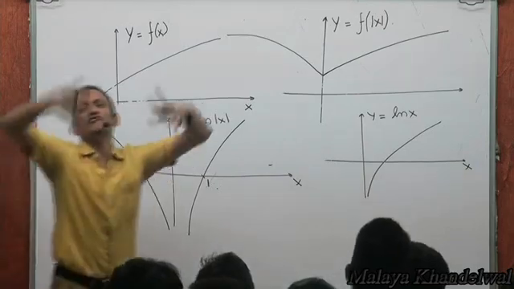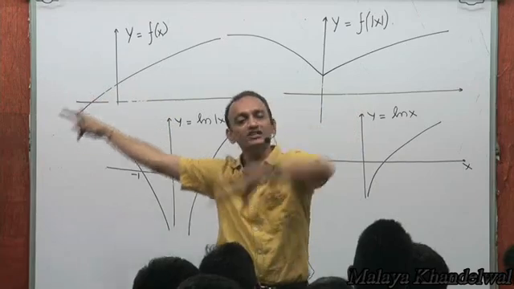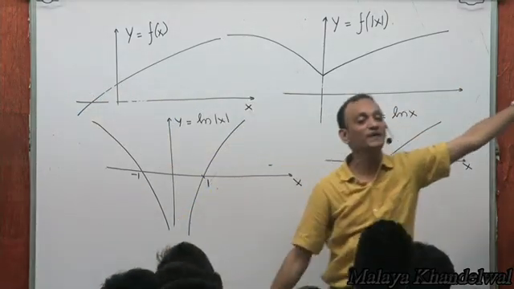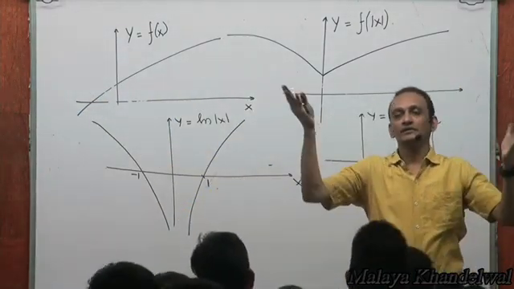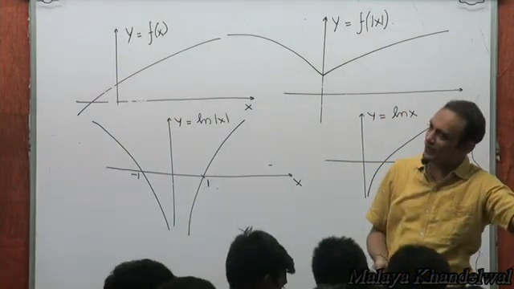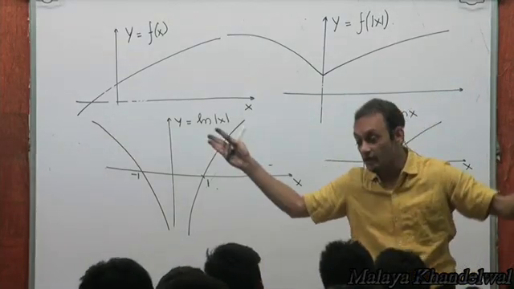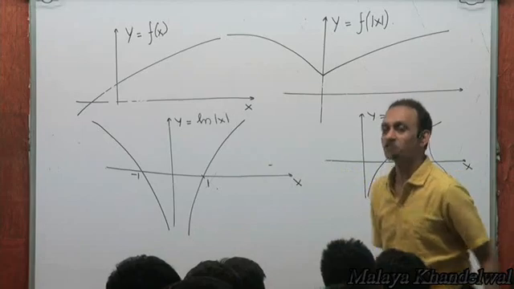So from f of x to f of mod x, what would you do? Retain the portion of f of x to the right of the y-axis and reflect it about the y-axis. The portion to the right of the y-axis along with its mirror image to the left of the y-axis together constitute the graph of y equal to f of mod x. Yes or no?